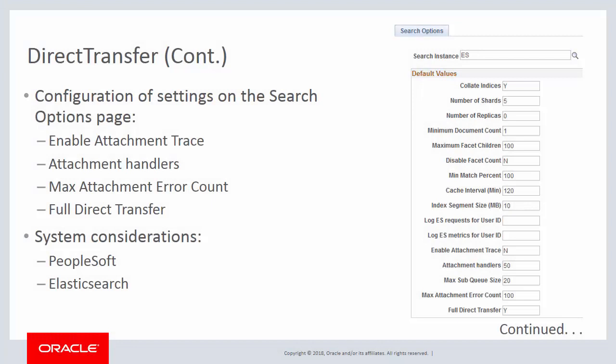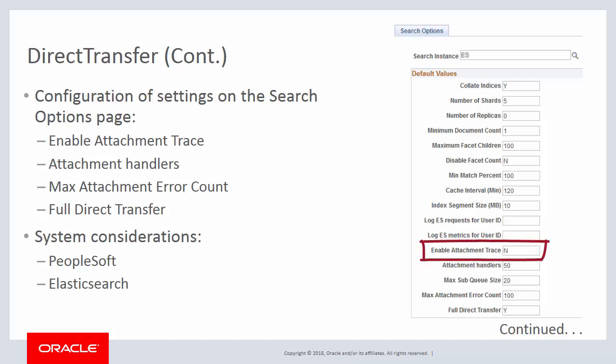Continuing our presentation on Direct Transfer, let's discuss the options you need to configure so that you can use Direct Transfer effectively, including the system or memory usage considerations and how to handle errors, if any. On the Search Options page, new settings have been introduced for Direct Transfer. Let's discuss each of these settings.